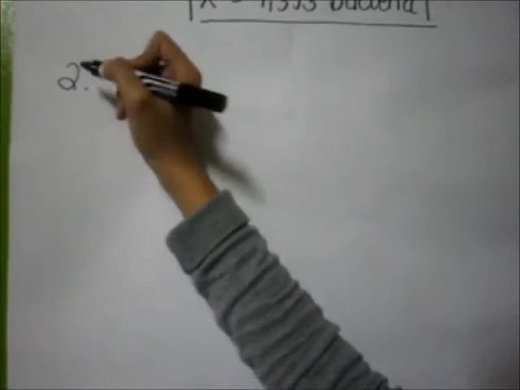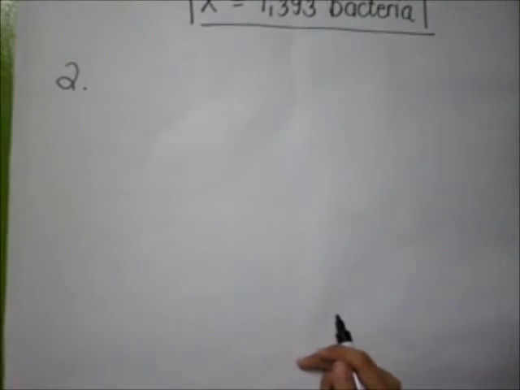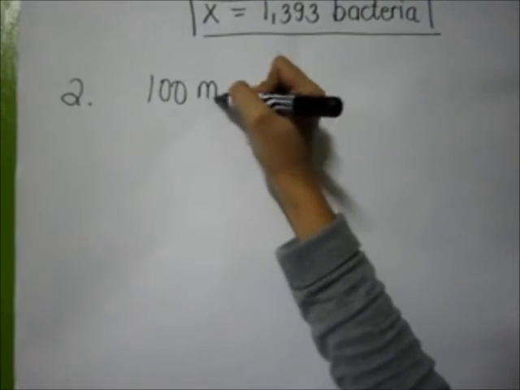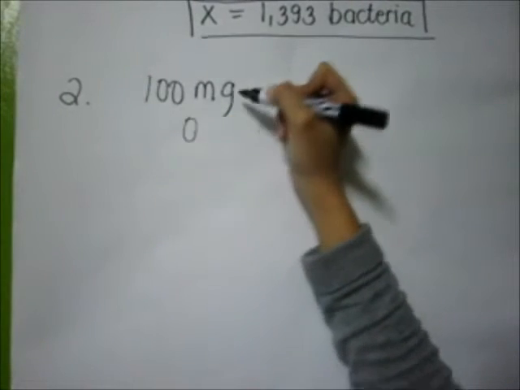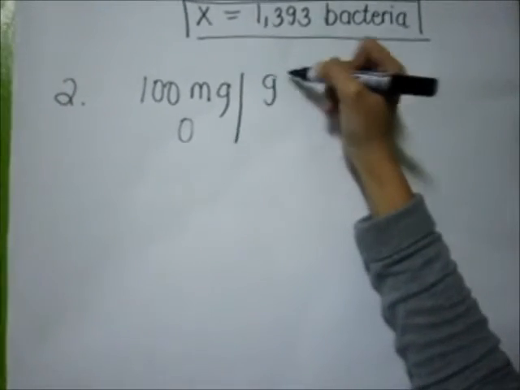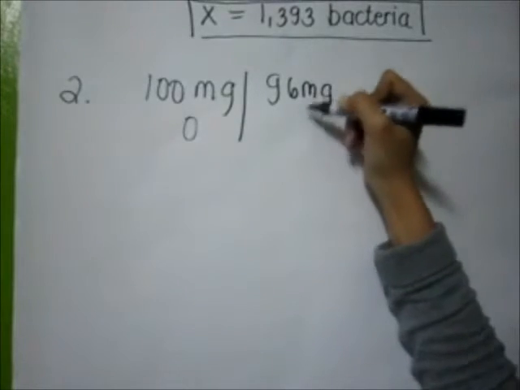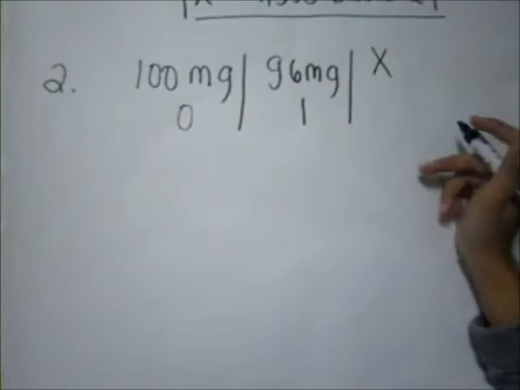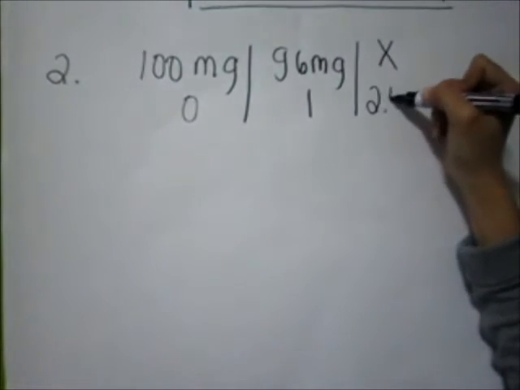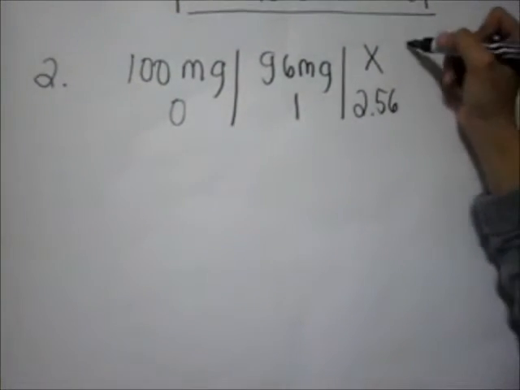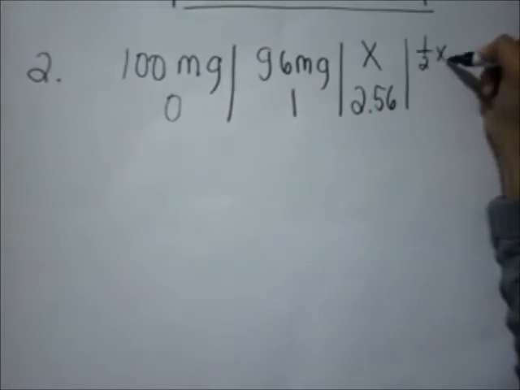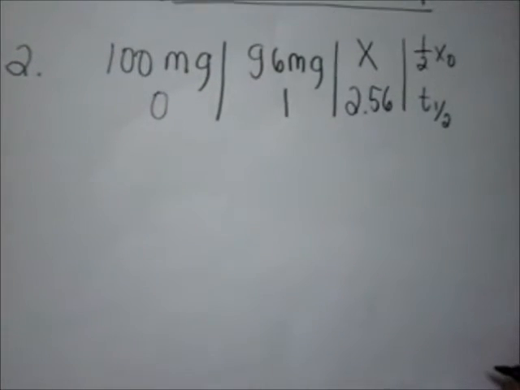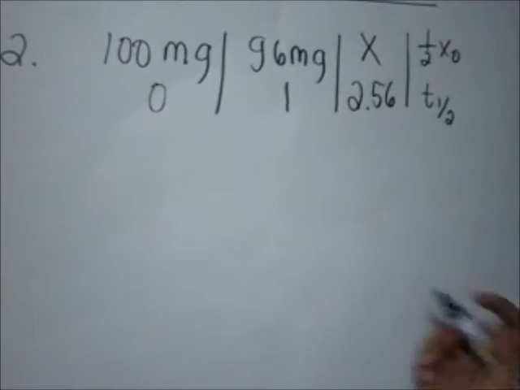So for problem number 2, which is the disintegration of radium, we first tabulate the data. Initially, we have 100 milligrams at t is equal to 0, and then 96 milligrams after 1 century. And we are asked to determine the amount present at 2.56 centuries and also the half-life of the radium. So, in solving for this, we first solve for the value of k.